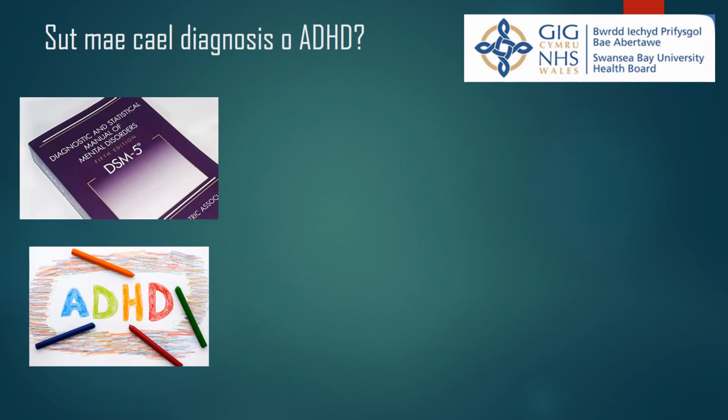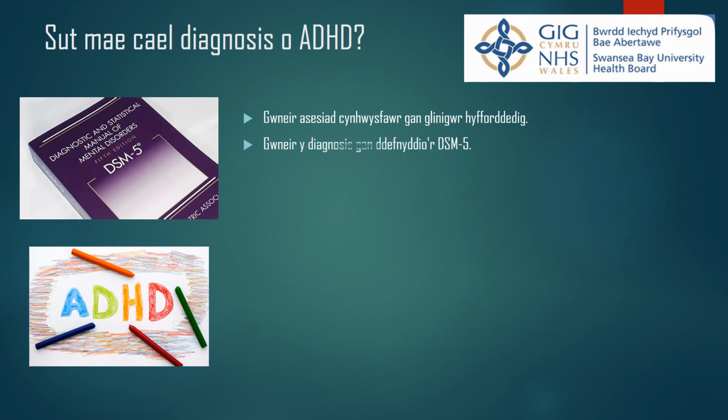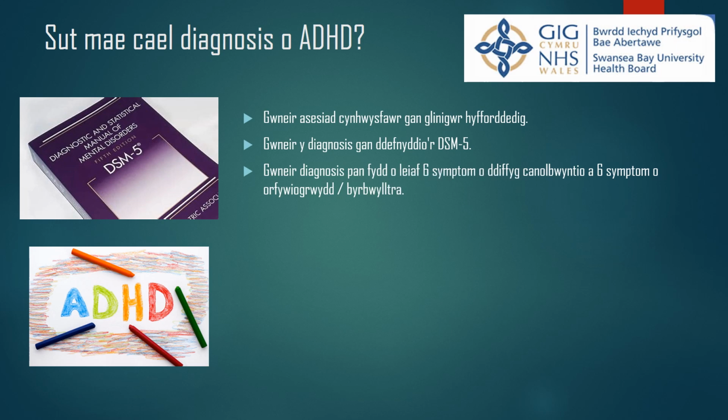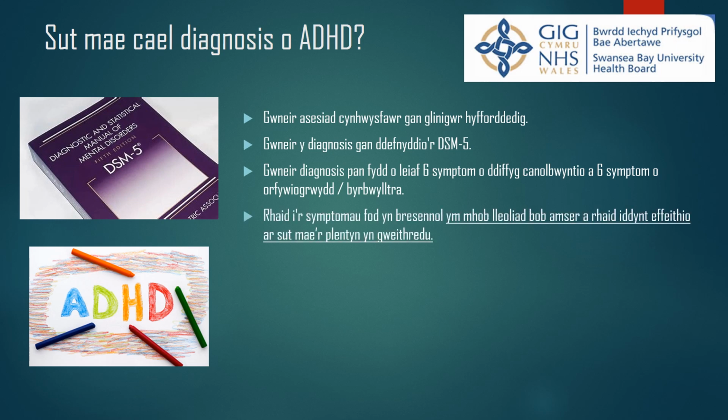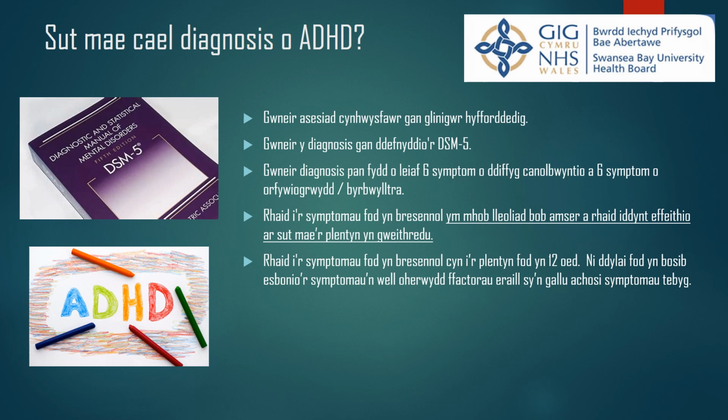So how is ADHD diagnosed? It involves a comprehensive assessment by a trained clinician, psychiatrist, or specialist paediatrician. The diagnosis is made using the DSM-5. A diagnosis is made when there are at least 6 symptoms of inattention and 6 symptoms of hyperactivity or impulsivity. The symptoms have to be present in all settings at all times, and they must impact on functioning. The symptoms have to be present before the age of 12, and they must not be better explained by other factors that can cause similar symptoms.